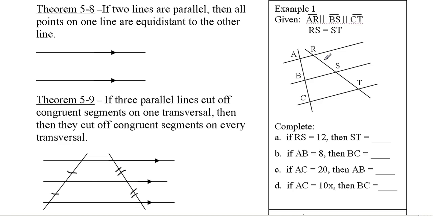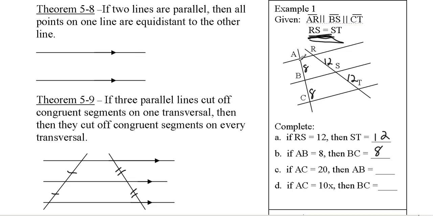So example 1 here says RS is 12. So to find ST, we just say, oh, it has to be the same distance since RS is given to be equal to ST right here. Remember, we have to be given that we have some form of congruent segments here in order to know that these parallel lines are basically evenly spaced. So ST is 12, and then if AB is 8, then BC must also be 8.